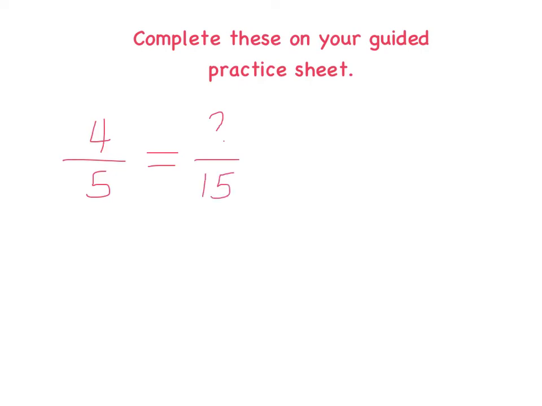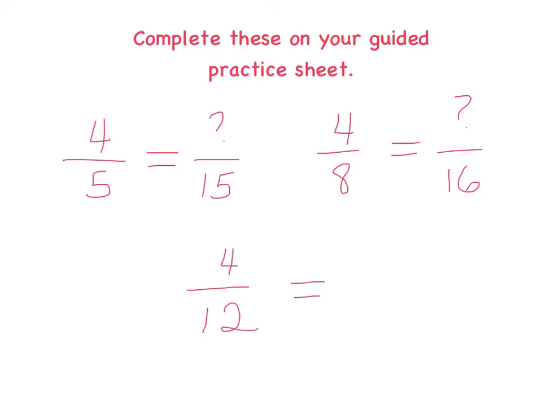The next one says 4/8 is equivalent to some number of 16ths. And the third one is 4/12 is equivalent to some number of thirds. Okay, so I'd like for you to use multiplying or dividing to complete these problems on your guided practice sheet. So pause the video and solve those, and we'll check these in class tomorrow.